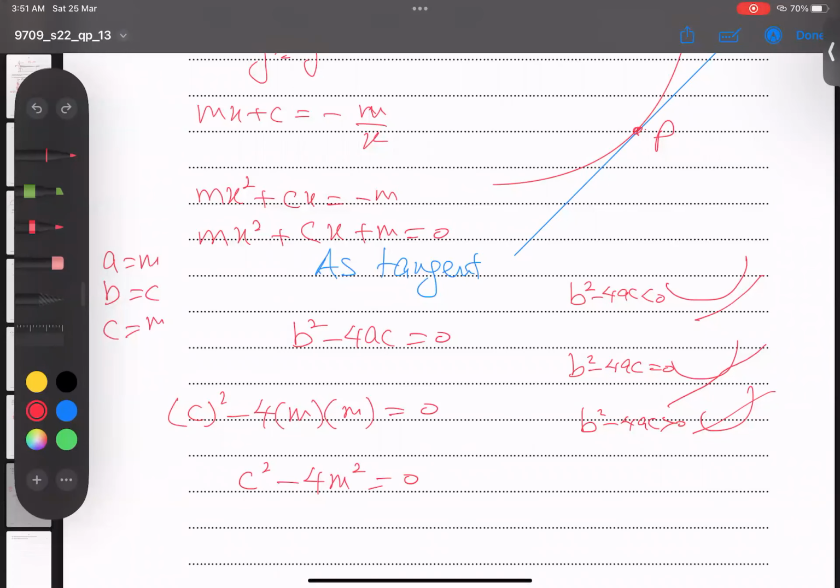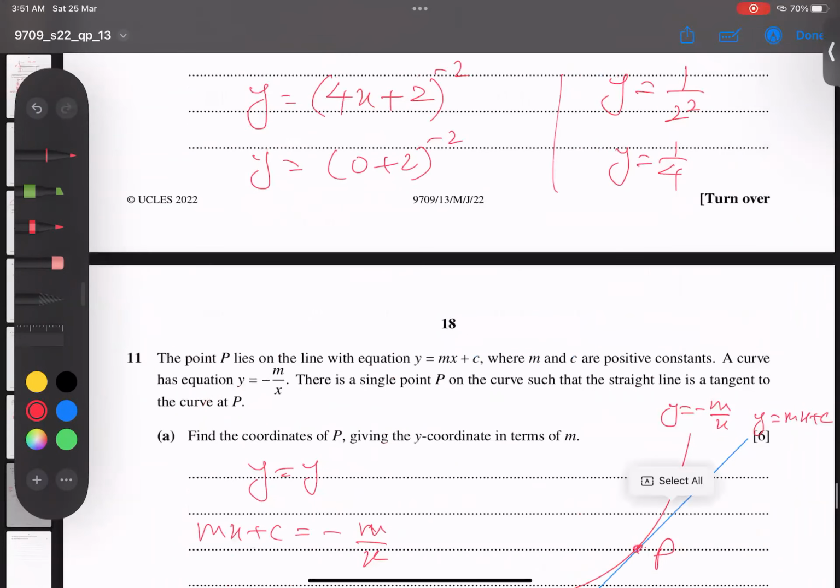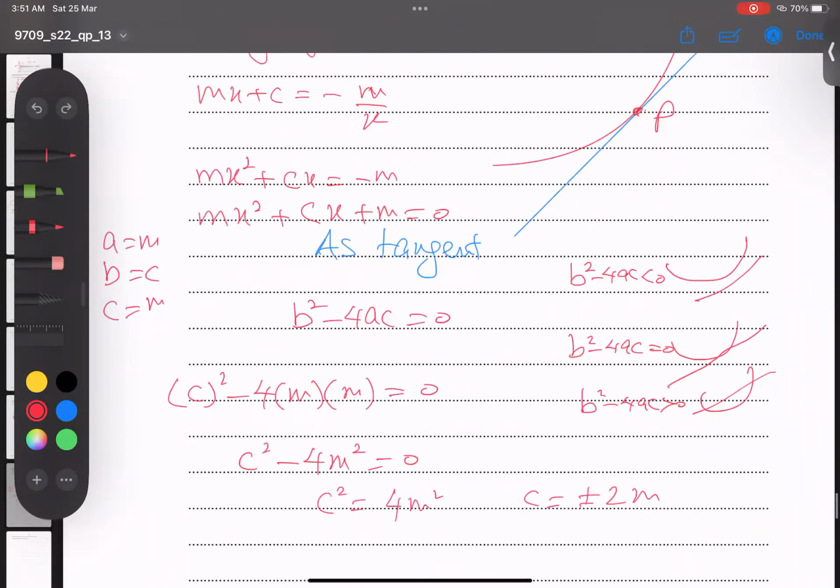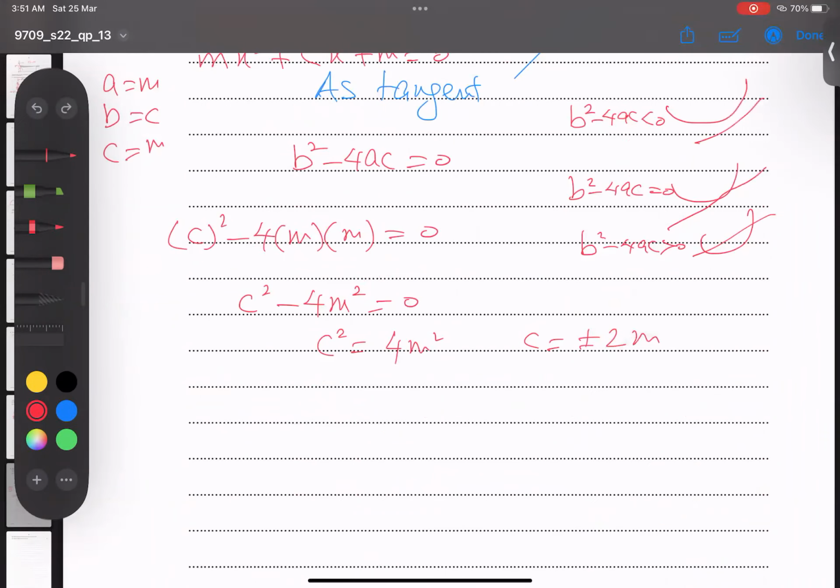So we get from here the c value: c square equal to 4m square, and the c value is coming plus and minus 2m. Okay, as he mentioned, c is a positive constant. You can see that mentioned here. So we take positive only. So the c value is coming to m as positive.